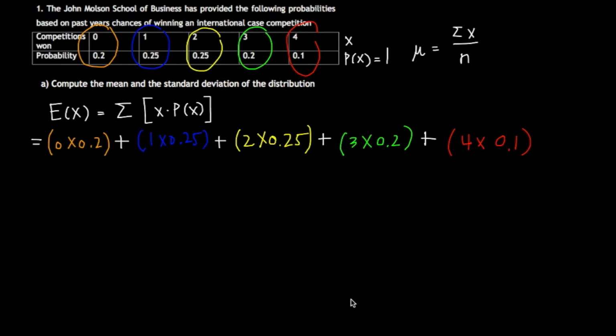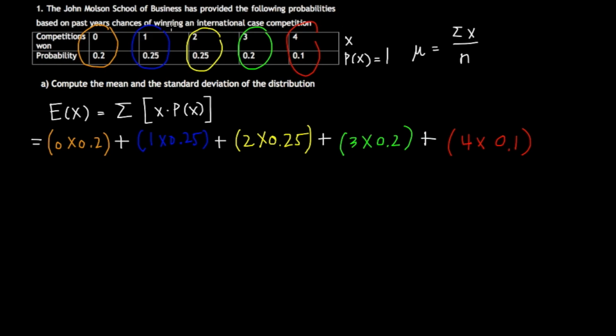So let's do a quick recap. What this means is that within this given year, these are all the 5 outcomes and their corresponding probabilities. So within this given year, I can win 0 competitions 20% of the time. I could possibly win 1 competition 25% of the time, possibly 2, 25% of the time, possibly 3 with 20% of the time, and with a probability of 10%, I could possibly win 4.